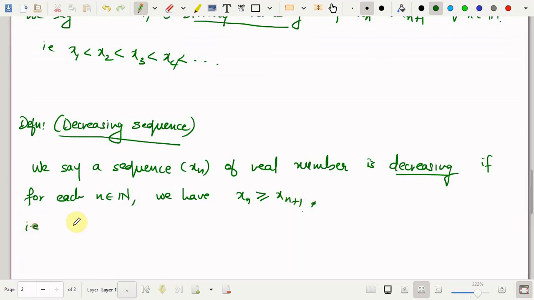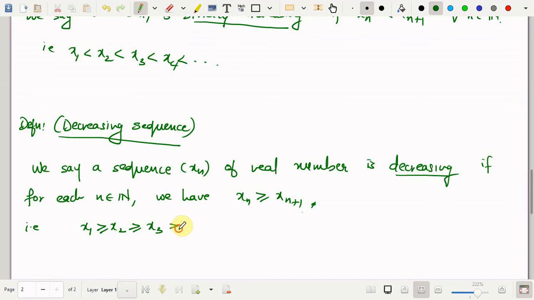So that is, in this case, what will be true is that if I put n equal to 1, you will see that x1 is greater than or equal to x2. Okay, and if I put n equal to 2, you will see that x2 is greater than or equal to x3. Then again x3 will be greater than or equal to x4, and this goes on.